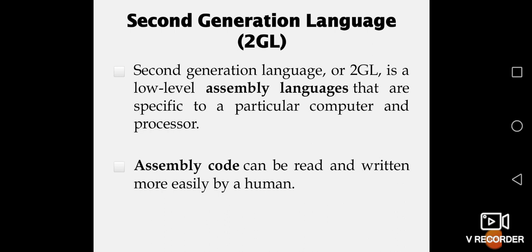Then we are moving on to the second generation language, which is a low level assembly language. That means it can be read and written more easily by humans. I mean, we can understand it because it has some letters, or it could be basic words that are used here.